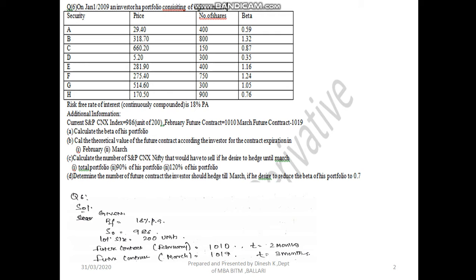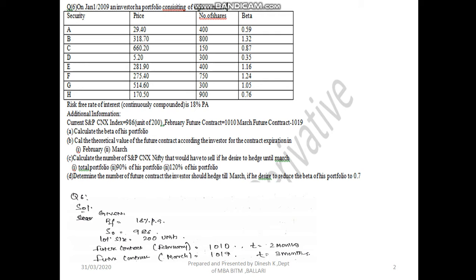In the previous problem, question 5, they had not given the future price of the contract, so we assumed a fair value as the future price. Here they have given the future contract price for the months of March and February. In sub question B, we are calculating the theoretical value, the fair value, but we are not using the theoretical value anywhere.